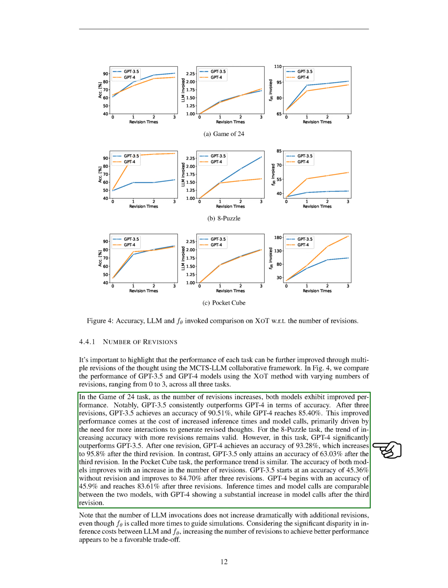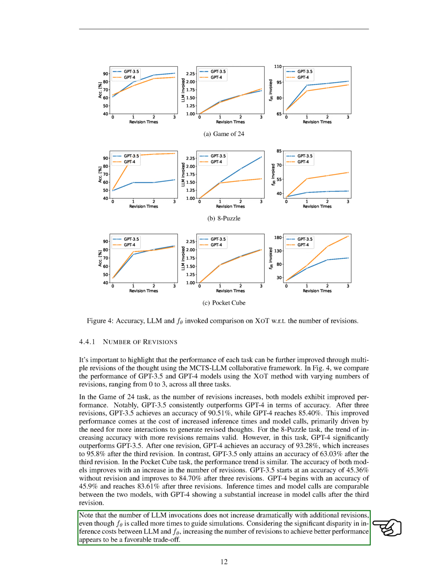For the Pocket Cube task, the accuracy of both models improves with an increase in the number of revisions. GPT-3.5 starts at an accuracy of 45.36% without revision and improves to 84.70% after 3 revisions. GPT-4 begins with an accuracy of 45.9% and reaches 83.61% after 3 revisions. The number of LLM invocations does not increase dramatically with additional revisions, even though the guiding function is called more times to guide simulations. Considering the significant difference in inference costs between LLM and the guiding function, increasing the number of revisions to achieve better performance appears to be a favorable trade-off.